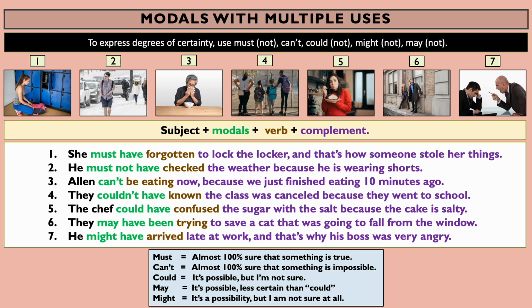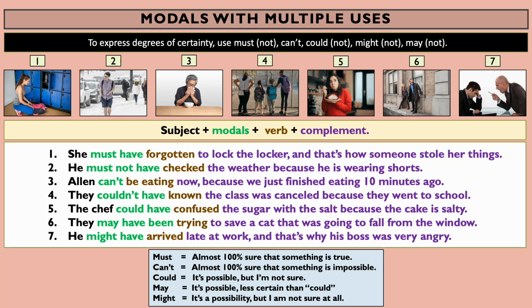Alan can't be eating now because we just finished eating 10 minutes ago. They couldn't have known the class was canceled because they went to school. The chef could have confused the sugar with the salt because the cake is salty. They may have been trying to save a cat that was going to fall from the window. He might have arrived late at work, and that's why his boss was very angry.